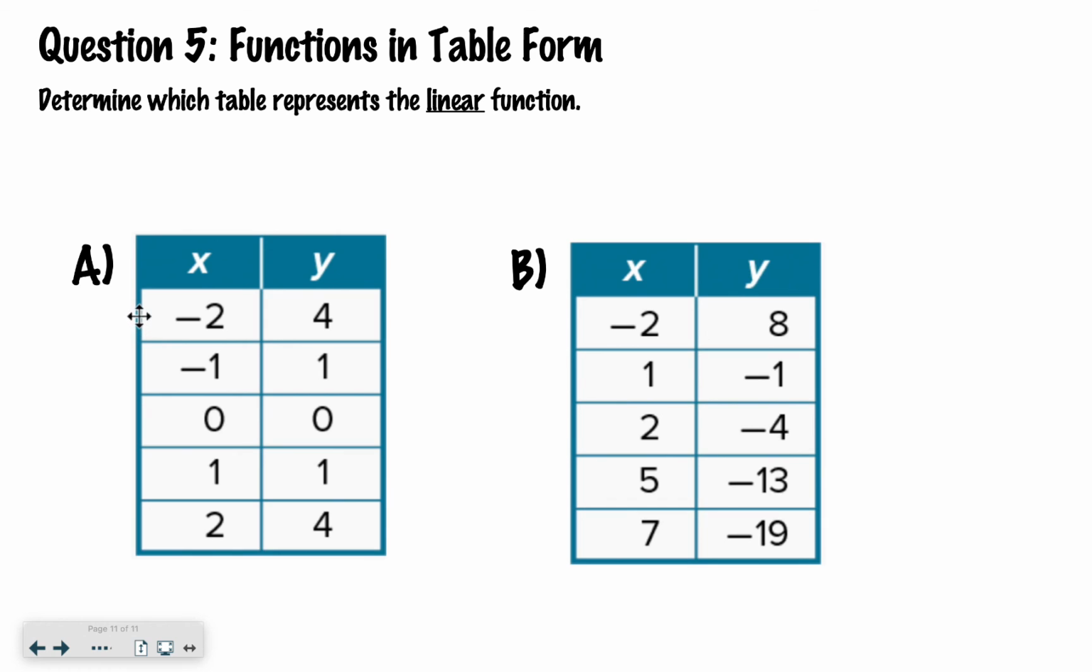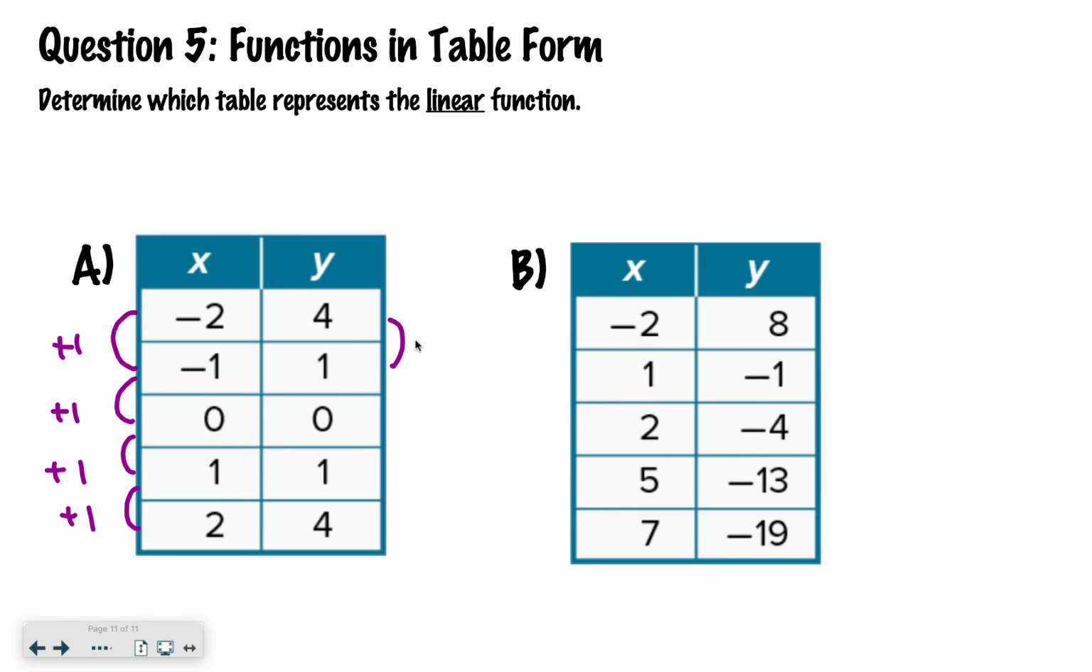So if we look at this, I'm going to look and see, okay, how did my x's change here? Going from -2 to -1, I added 1. Going from -1 to 0, I added 1. Going from 0 to 1, added 1. Going from 1 to 2, I added 1. Okay, so all of those numbers match. That means all of these numbers should match. If they don't match, that means that this is not linear.